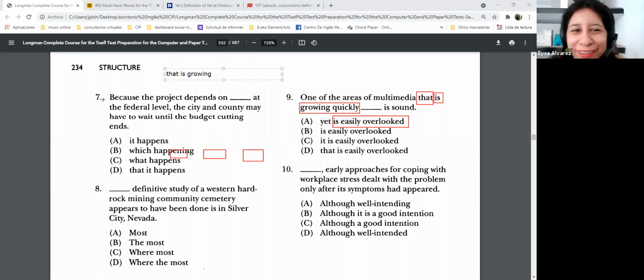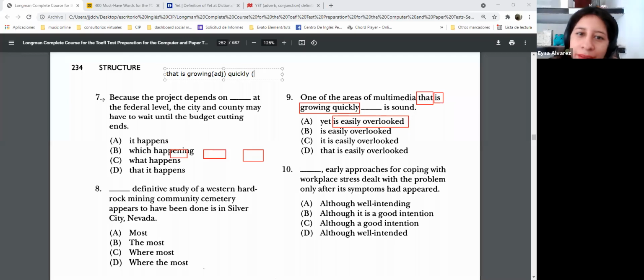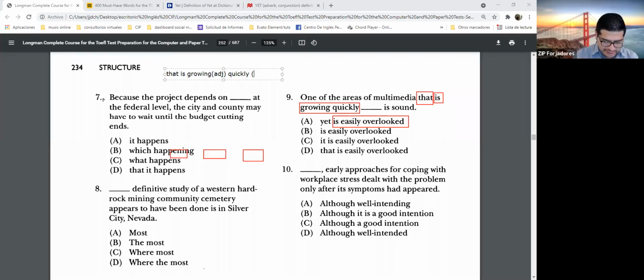It's not the same with the action. Is growing. Let's see, growing. It could be the action, but it's also an adjective. And I think that in this case it's an adjective, okay? So let's say this is an adjective. And then we have quickly. What is quickly? An adverb. Yes, for sure, it's an adverb.